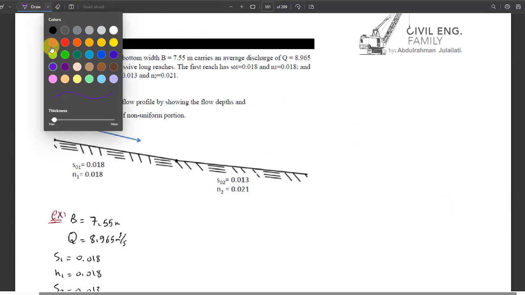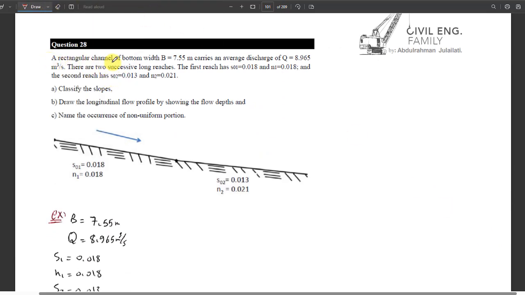So here we have a practice. It says a rectangular channel of bottom width 7.55 carries a discharge of this value, and we have bed slope 1 and n1, then bed slope 2 and n2, which are given here. It says classify the slopes, draw the longitudinal profile, and name the occurrence of the non-uniform portion. So what we basically need is only to get y1 and y2, because we have the discharge from the Manning equation, and then also get y critical for such a profile with B equal to 7.55.